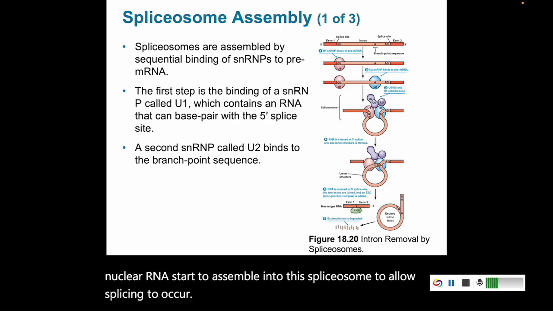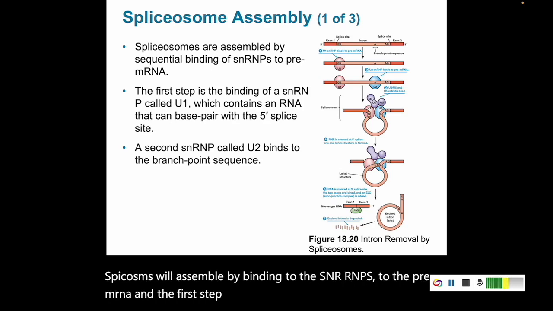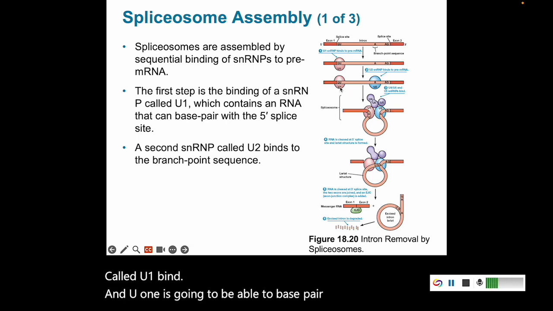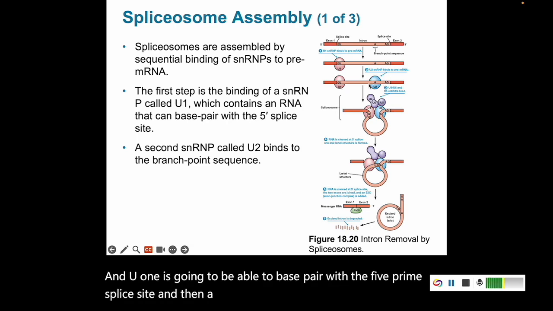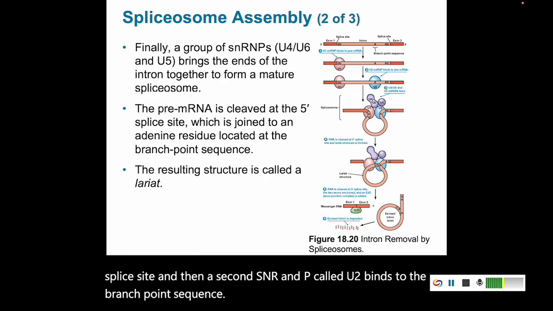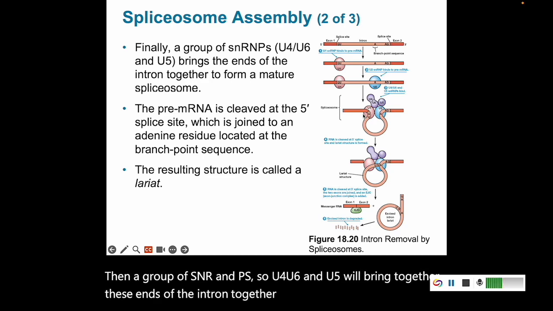Spliceosomes will assemble by binding the snRNPs to the pre-mRNA. In the first step, the snRNP called U1 binds, and U1 is going to be able to base pair with the 5' splice site. And then a second snRNP called U2 binds to the branch point sequence. Then a group of snRNPs, U4, U6, and U5, will bring the ends of the intron together, and this is forming a mature spliceosome.